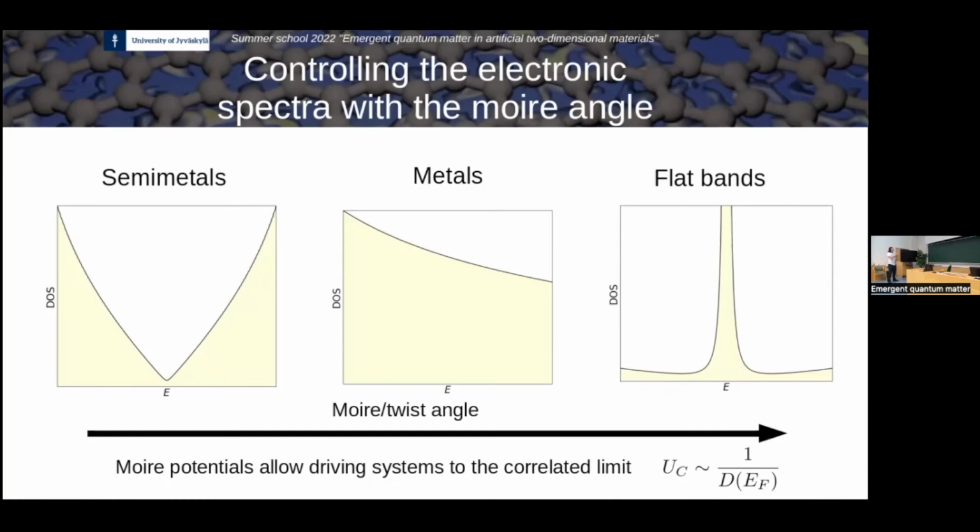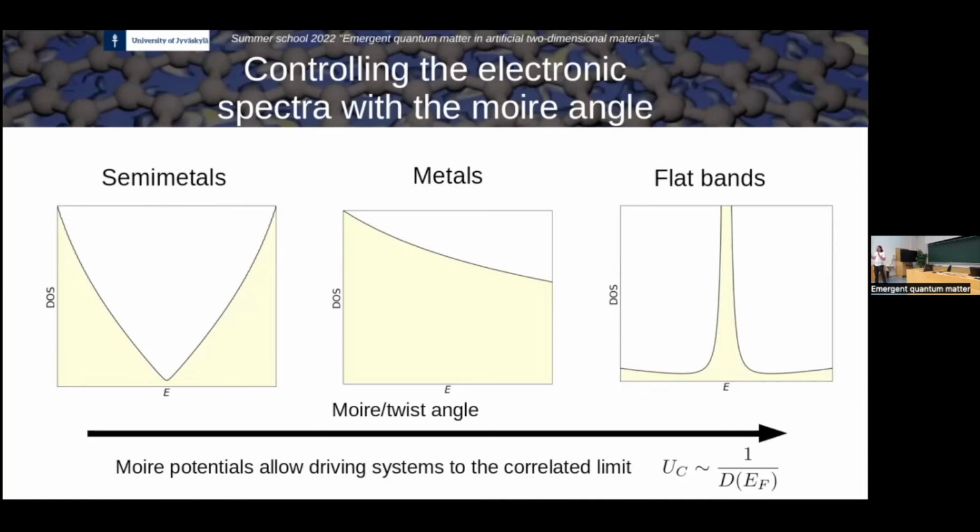Then if you have a metal, it may still be possible to get a correlated state, but if your interactions are weak, you are not going to fulfill this criteria. But if you have a flat band, it is very easy for you to fulfill the standard criteria. So even if you have very weak interactions in a flat band, you can very easily go to the correlated state just because you increase the density of states. So quite often in twisted van der Waals materials, we say that we can control the strength of electronic interactions with the twist angle.